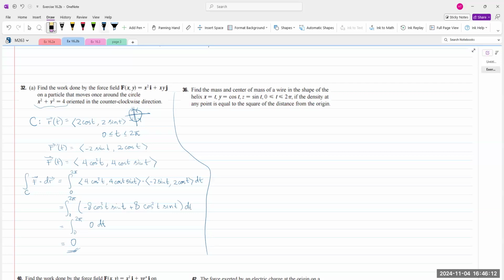Next, number 36. Find the mass and center of mass of a wire in the shape of a helix. That will be the path, that's the parameterization. The curve is given by r(t) = t, cosine t, sine t. The t is from 0 to 2 pi.